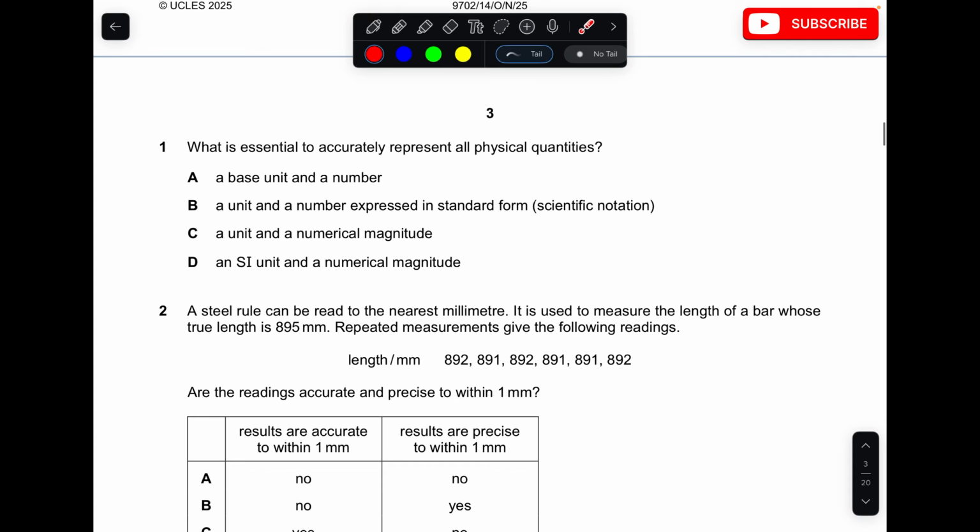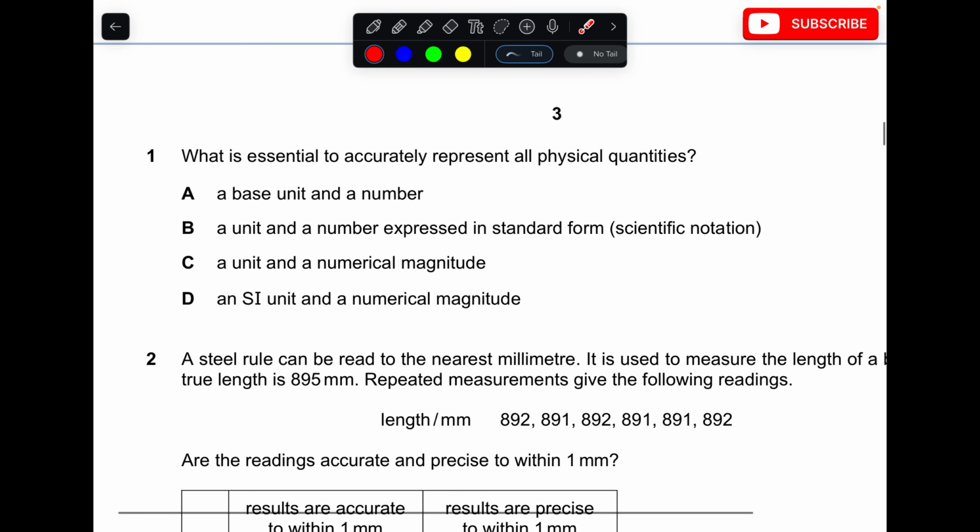In the first question, they're asking what is essential to accurately represent all physical quantities. So for all physical quantities, we need units and the magnitude. So it is option C.